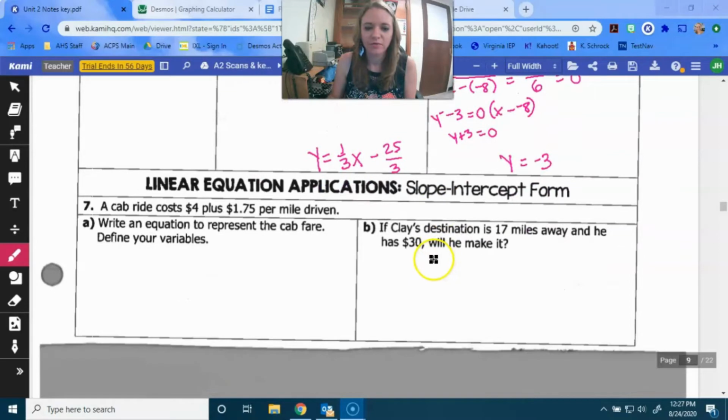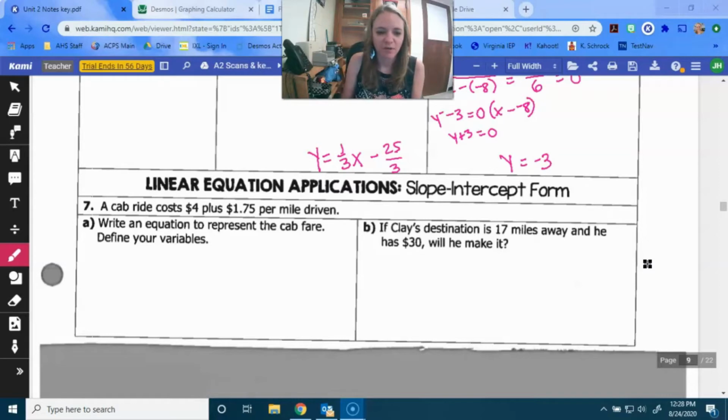Okay, now moving on to, yes, word problems. It is really important to be able to do word problems and interpret these problems into equations. Okay, so we're going to start with this. A cab ride costs $4 plus $1.75 per mile driven. Okay, write an equation to represent the cab fare and define your variables.